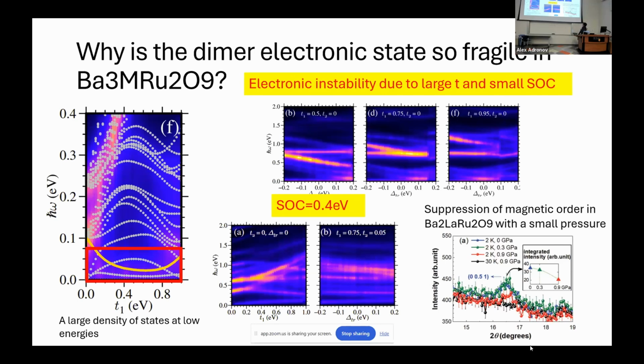Actually, this is the work done by Chang, and we also got the sample from Chang. He did neutron diffraction under pressure. This BLRO compound magnetically orders at around 25K, and you can see that by applying a very small pressure, it basically kills magnetic order. Whether this is due to a global suppression of magnetic order, or a suppression of the local moment as suggested by RIXS, we have to do RIXS under pressure, which is kind of difficult.